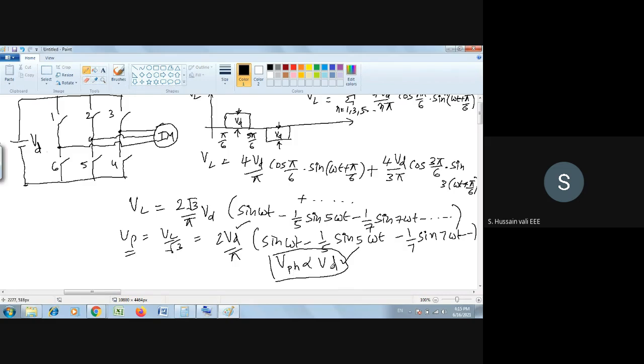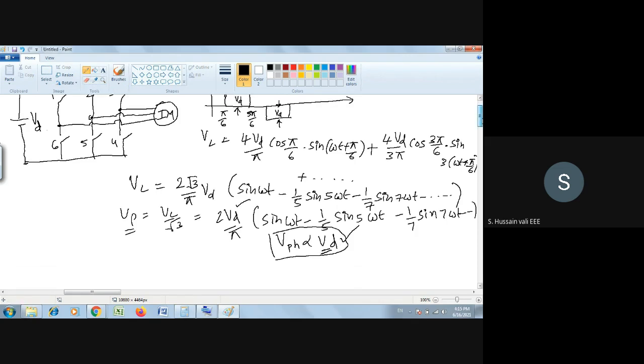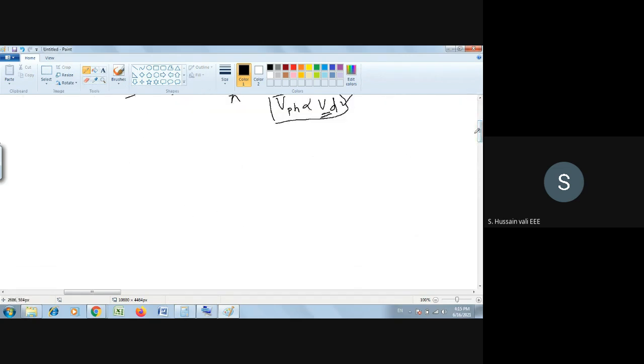To change the supply voltage, the clue we got is that by changing the DC voltage, that is VD, we can change the output of the inverter. So a simple thing. Then how do you do that? What is the logic behind this? How do you implement this? One way is using a chopper.